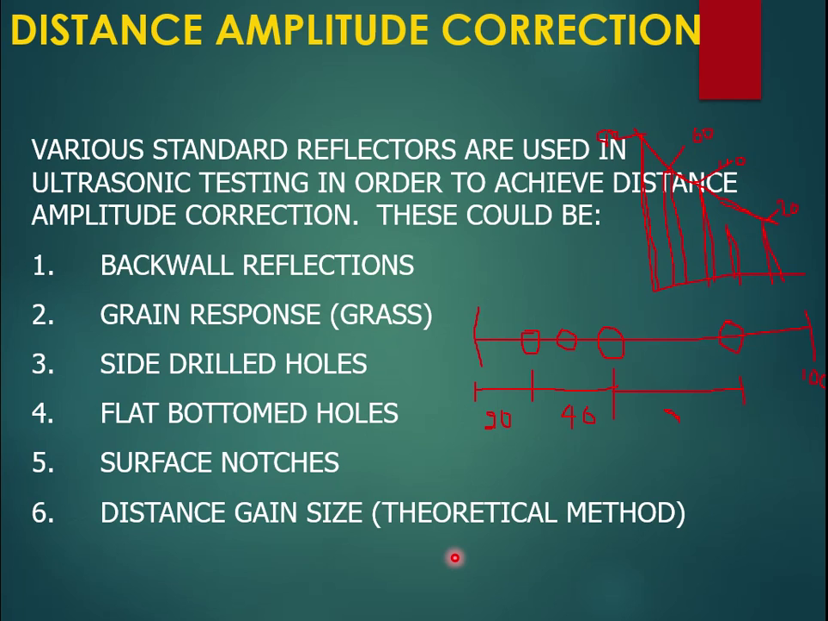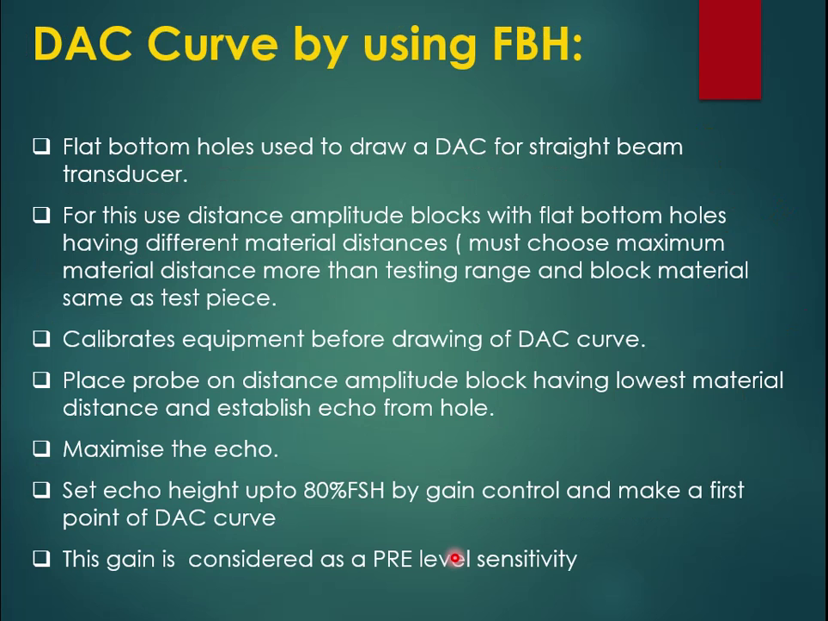These are the different reflectors that we use to draw a distance amplitude correction curve. Mostly we use side drilled holes, flat bottom holes and surface notches. Let me explain how to draw a distance amplitude correction curve using side drilled holes and flat bottom holes in this presentation. Okay, moving on to the next topic: DAC curve by using flat bottom holes. This slide explains how to draw a distance amplitude correction curve, point by point.